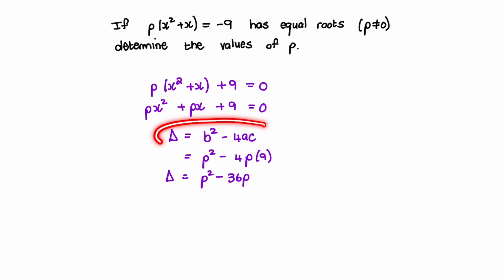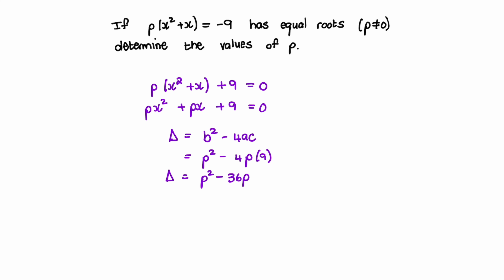Next, I can find delta. Now delta is b squared minus 4ac, where the b value is represented by the coefficient of x, the a value is the coefficient of x squared, and the c value is the constant value that stands alone. So when we substitute, b squared becomes p squared, a is p, so it's minus 4p times 9. And if you multiply out the second term, we have delta is p squared minus 36p.